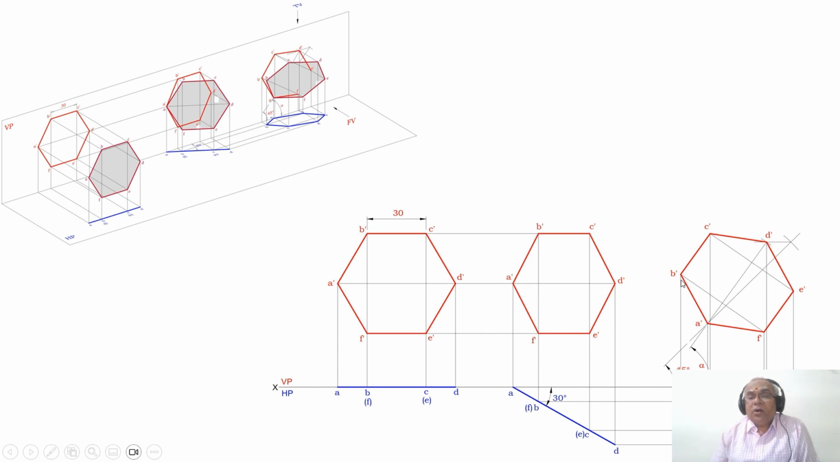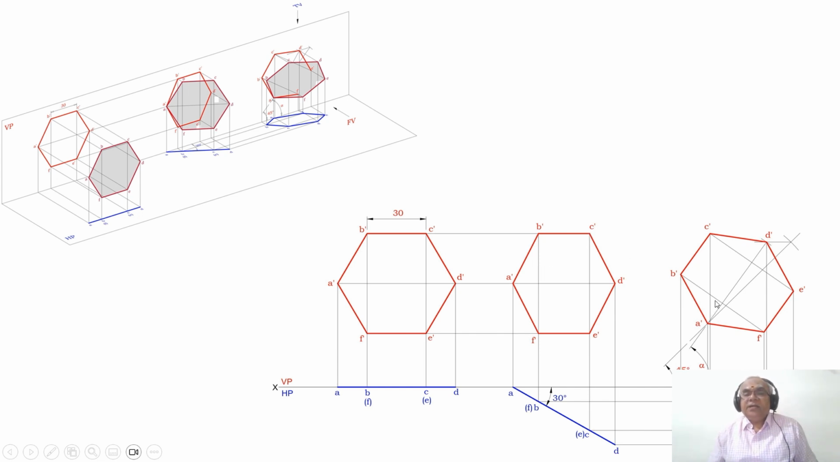At this point and also at this point, draw perpendiculars from both these 2 points and extend them on either side. Then you measure the distance from this point to B dash, which is the same as from this point to F dash. Similarly, from this point to E dash is the same as from this point to C dash. That means all these 4 segments are equal.